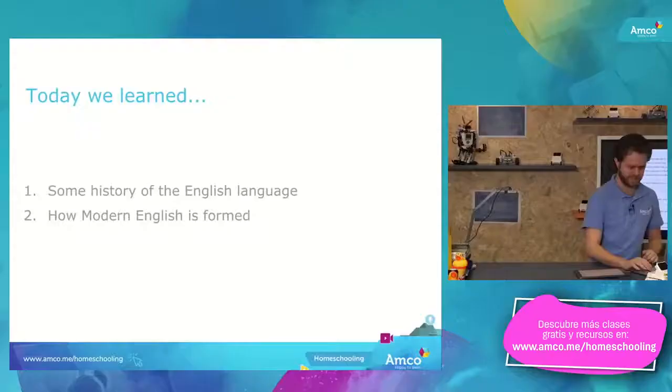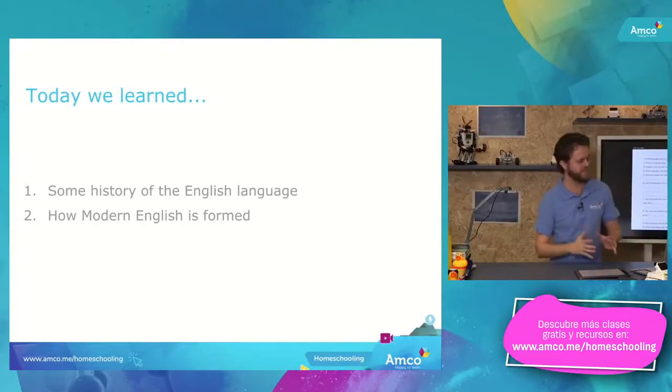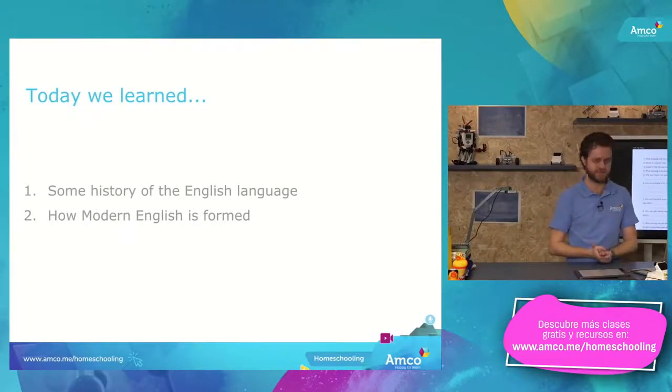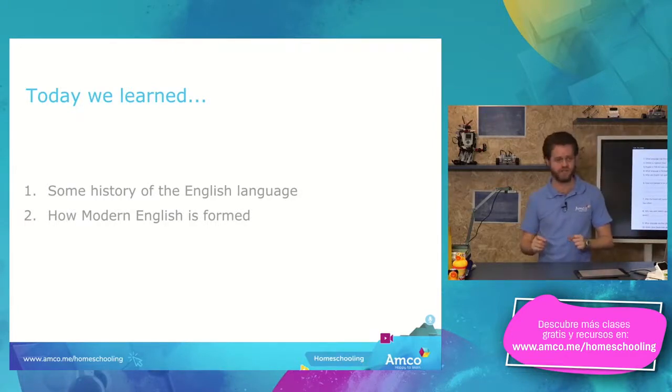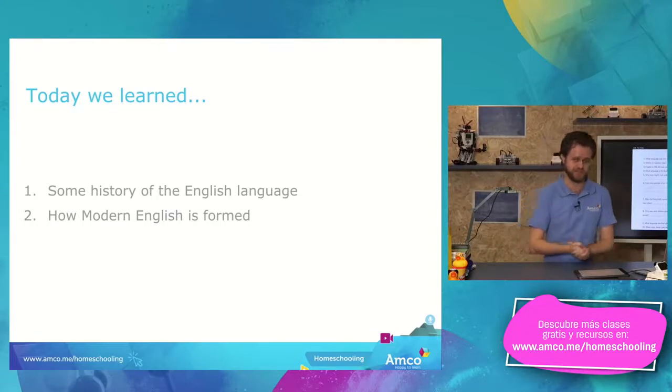Okay? Well guys, I think it is almost time for me to go. But before I do that, let's go over what we learned today, okay? We learned some of the history of the English language, where it evolved, where it comes from, and what has influenced it. We also learned how modern English is formed. And remember, guys, Old and Middle English are much different than modern English, okay?